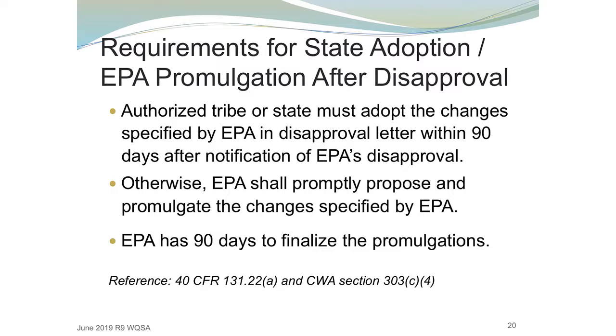So if you add up all those things together, the 60 days, another 30 days to disapprove, that's 90. The 3-month negotiation with the state, and then another 90 days for us to promulgate if things don't work out. That adds up to that 270 days.